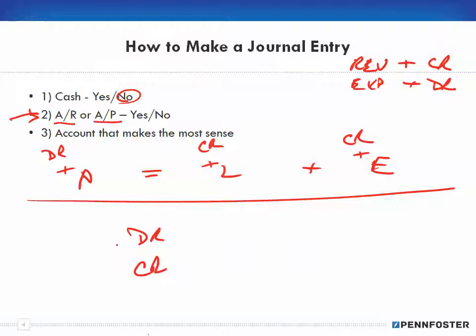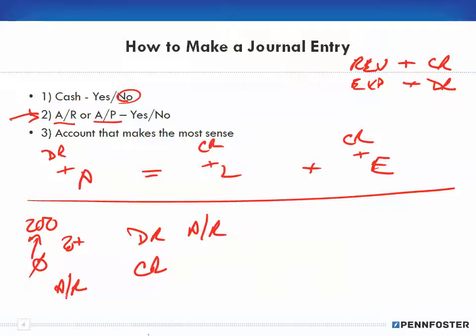Let's say somebody is buying something off of me, and they're buying it on account. Well, if they're buying it on account, that's an accounts receivable. If they owed zero before, and now they're going to owe $200, didn't that increase? Yes. So my accounts receivable increases, and since it's an asset, I'm going to increase it on the debit side. So my accounts receivable is a debit.